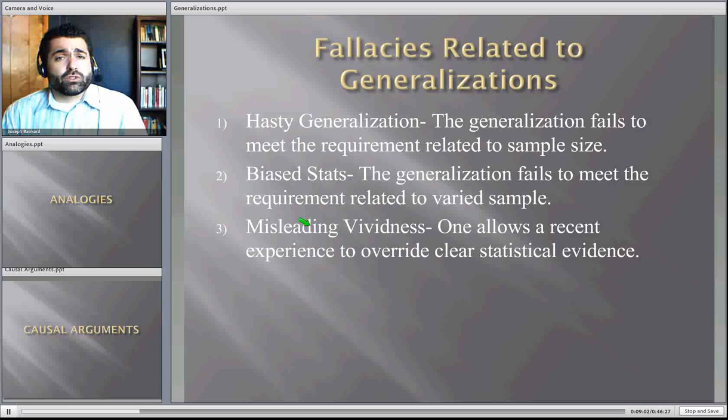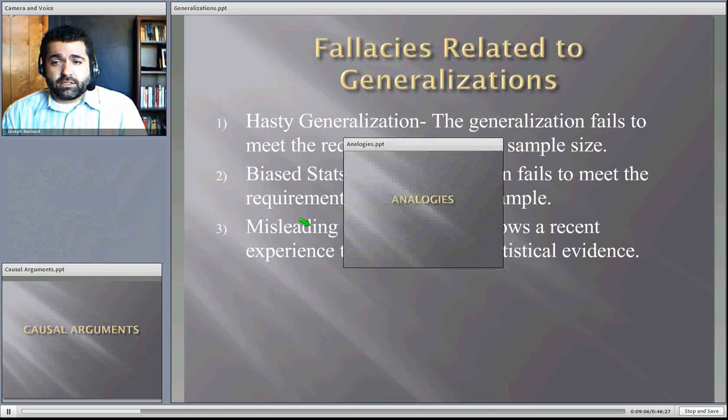I hope this helps with generalizations. We're going to sort of move on to analogies.